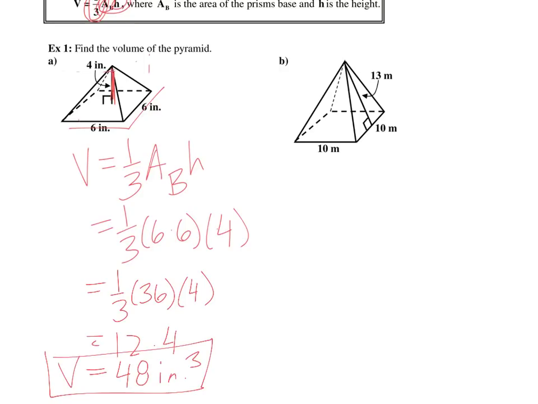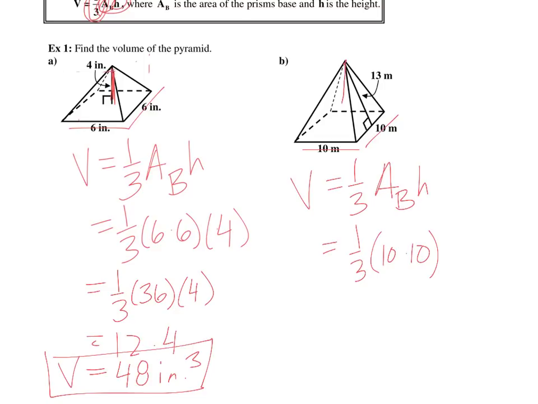For part B, same formula, 1/3 area base times the height. So the area of the base is going to be 10 times 10. What is the height, though? It is not 13. Don't make that mistake. How do we figure out the height of the pyramid? It goes from the top straight down, and then let's go over to the midpoint here.